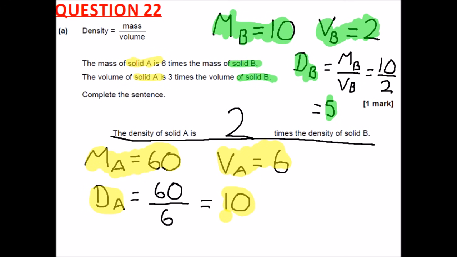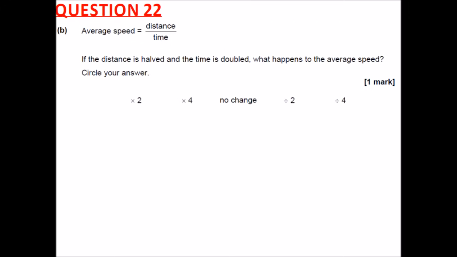We can do the same for part B as well. Part B, we can just make up some more numbers. Speed equals distance divided by time. So again, let's pick some nice, easy numbers. Let's make them legal numbers. Let's pretend we drive safely.